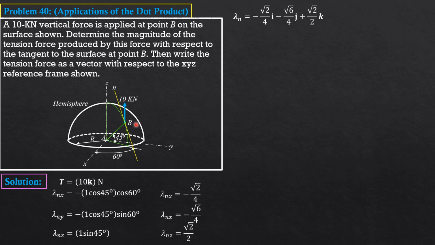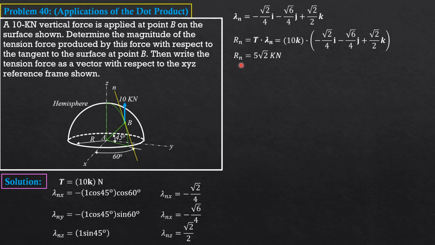We then obtain the dot product of this tension force with that unit vector to obtain the component of this force along the normal axis. So that's the magnitude. Rn is that product of T with the normal unit vector. And it is 10 times square root of 2 over 2. So 5 square root of 2, the magnitude.